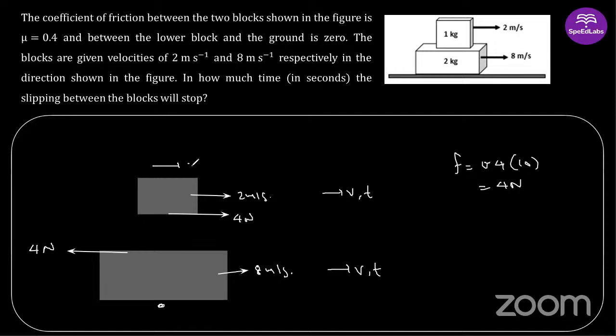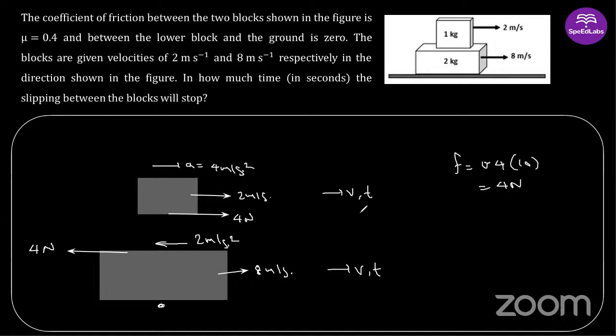What is the acceleration of this block? Acceleration of this block is in this direction, which is 4 by 1, so 4 meter per second square. What about this? Acceleration of this block is in this direction, which is 4 divided by 2. That is 2 meter per second square.